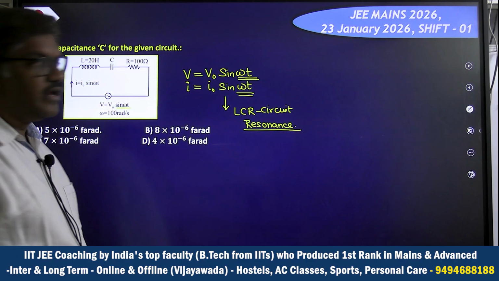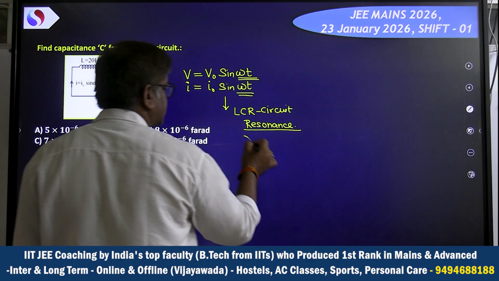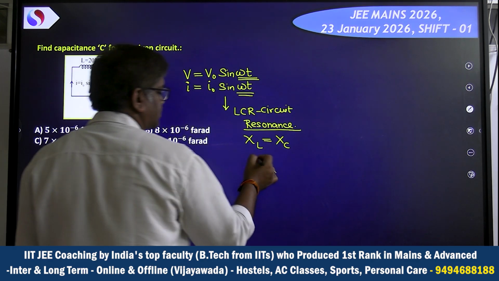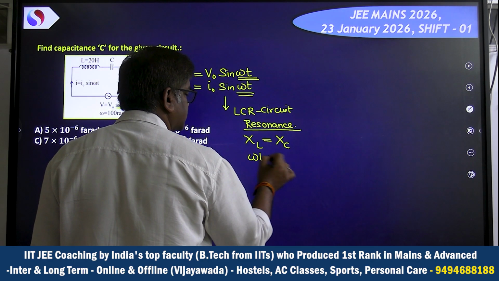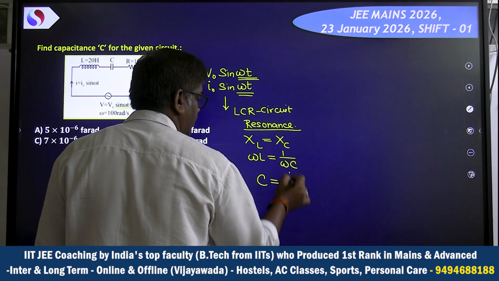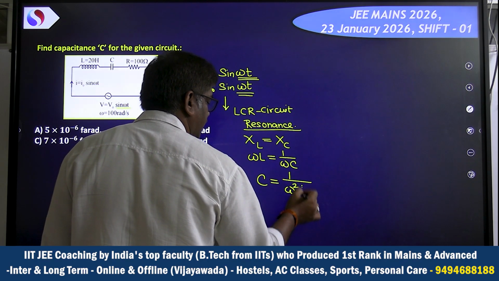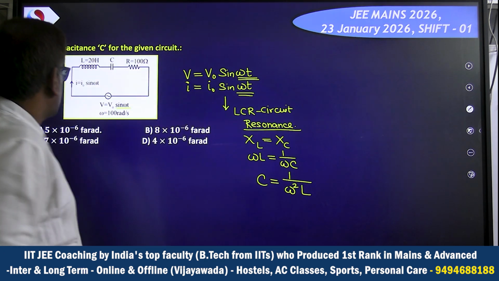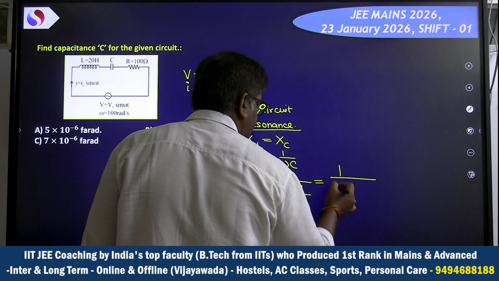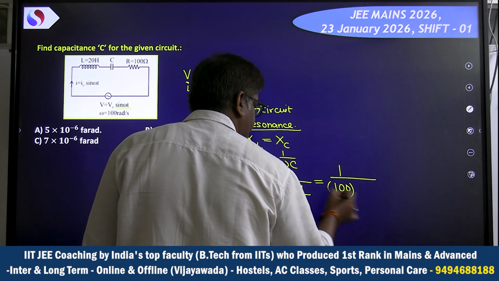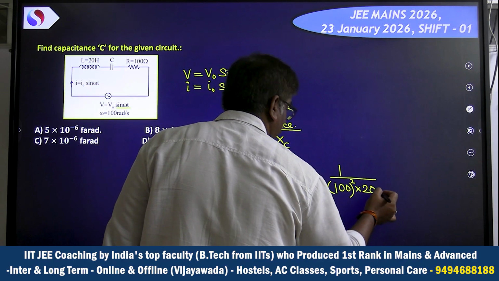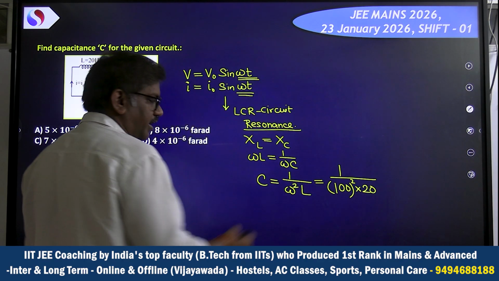You know that in resonance both voltage and current are in the same phase, which means XL equals XC. So I can write omega L equals 1 by omega C, and to get C, we can write 1 upon omega square L. Now the omega value is 100 radians per second. Just substitute this value, so it is 1 upon 100 square into L. The inductance is given to you as 20 Henry, in SI unit.